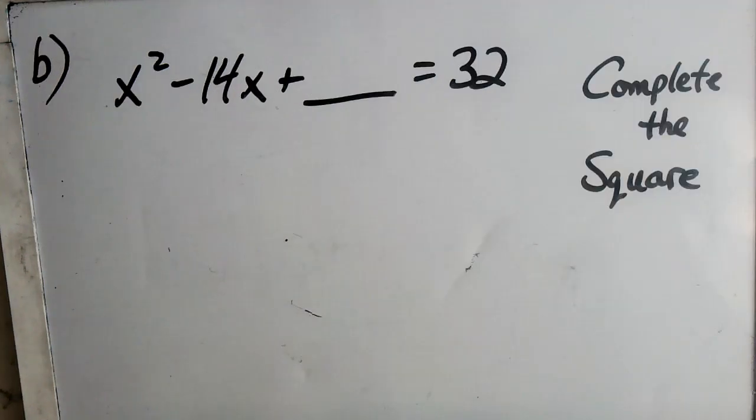So now try this one on your own. I've set it up just like the last one. Find the perfect square, create it, and then factor it. Pause the video and then check your answer after you're done.